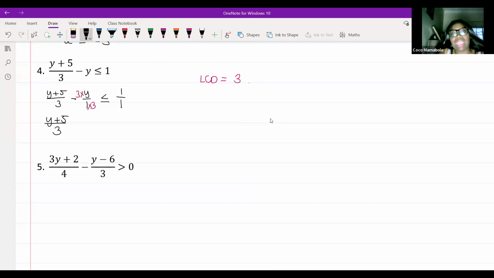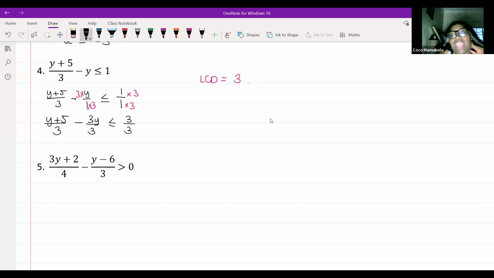So I'm going to get y plus 5 over 3 minus 3y over 3 is less than or equal to, and over here I'm also missing a 3, so times 3 times 3. So I'm then going to get 3 over 3. Let me write this a little better. I don't like how it looks.